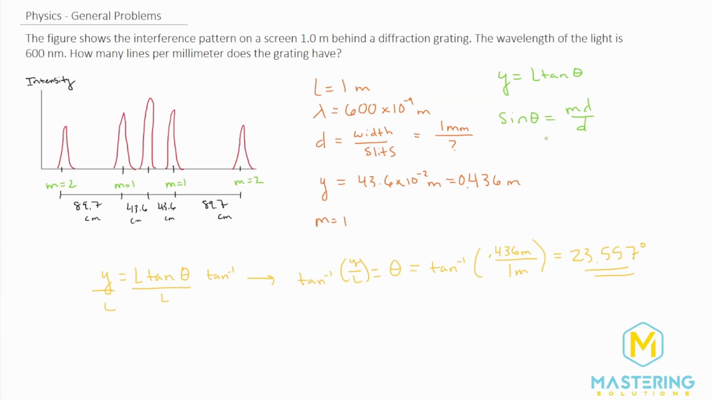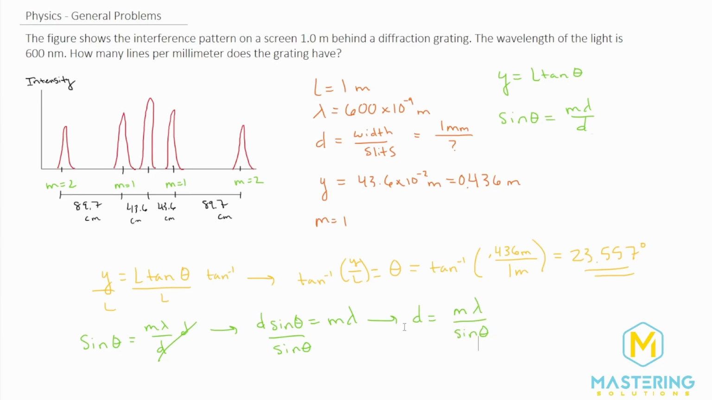Now we need to take this and find out what d is. So we need to rearrange this equation here. We have sine of theta is equal to m lambda over d. What we'll do is first multiply d onto both sides. So we have d sine of theta is equal to m lambda. And now we'll divide by sine theta. So finally, we have d is equal to m times lambda divided by sine of the angle.